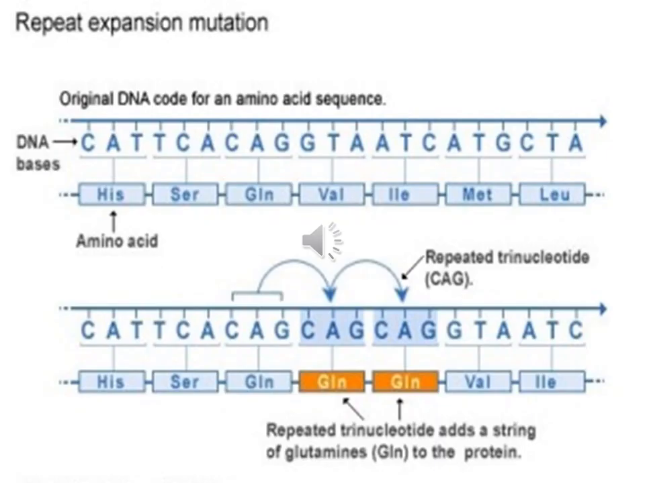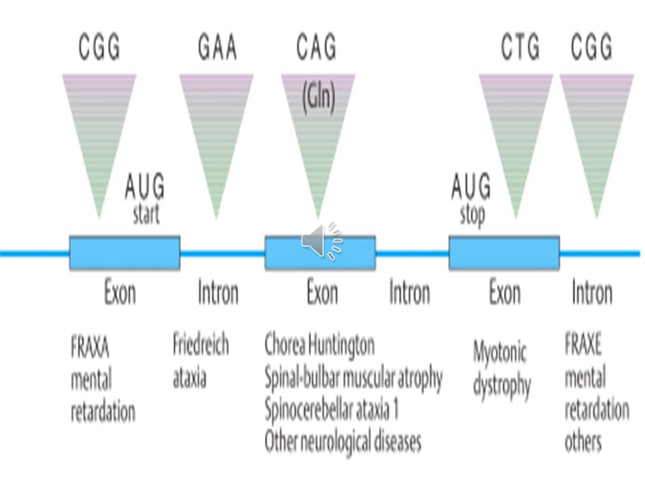As you can see in this slide, CAG trinucleotide repeats add a string of glutamine to the proteins, which happens in Huntington disease. These are more examples of diseases caused by trinucleotide repeat mutations.